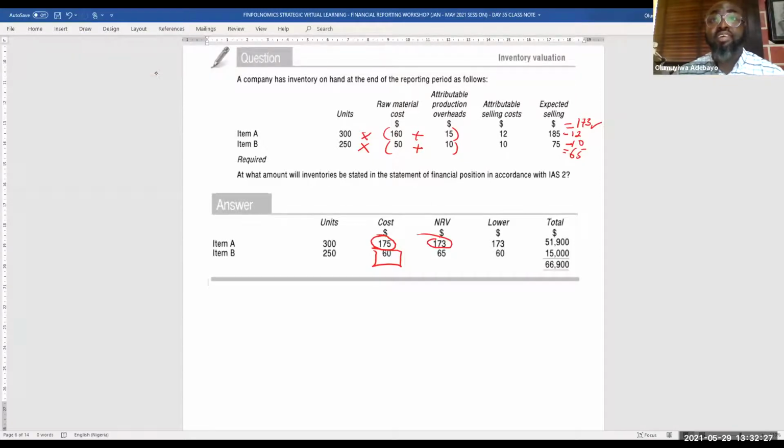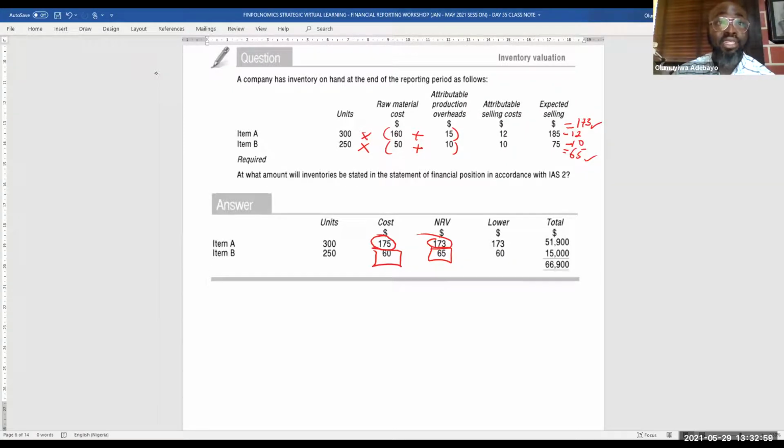And 65, which is the difference between 75 and 10. Now, on an item by item basis, not on a global basis. When we say item by item, we are not saying unit by unit. We are saying class or nature of item. Let us say motor vehicle is one class of item, motorcycle is another class, bicycle is another class. I get what I'm saying now. And that's what we mean by item basis.